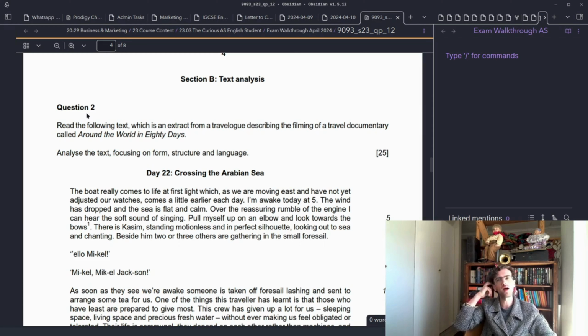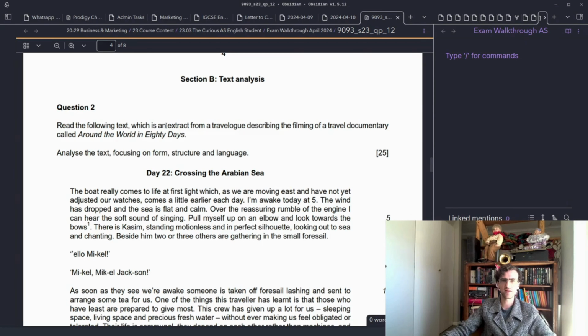Okay, paper 4 might be my favorite. I'm not sure. Paper 4 is very overwhelming for me though, because I get so into it. So section B is your text analysis, and here you've got question 2, and you're going to read the following text, which is an extract from a travelogue describing the film of a travel documentary called Around the World in 80 Days. So it tells you what type of text it is.